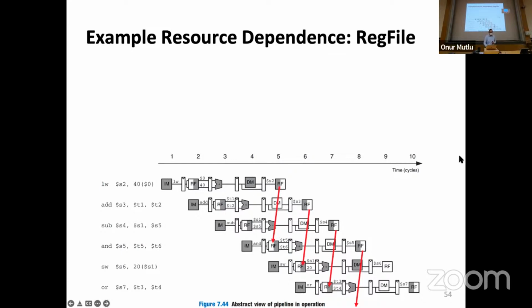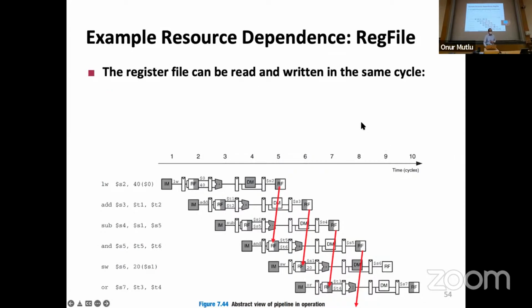Okay, so I'm going to make some assumptions that your book also makes in the remaining part of this pipeline design. And this is one assumption. The register file can be read and written in the same cycle. And the way it operates is writes take place during the first half of the clock cycle. So this load can write to the register file in the first half. That's why this is half over here.